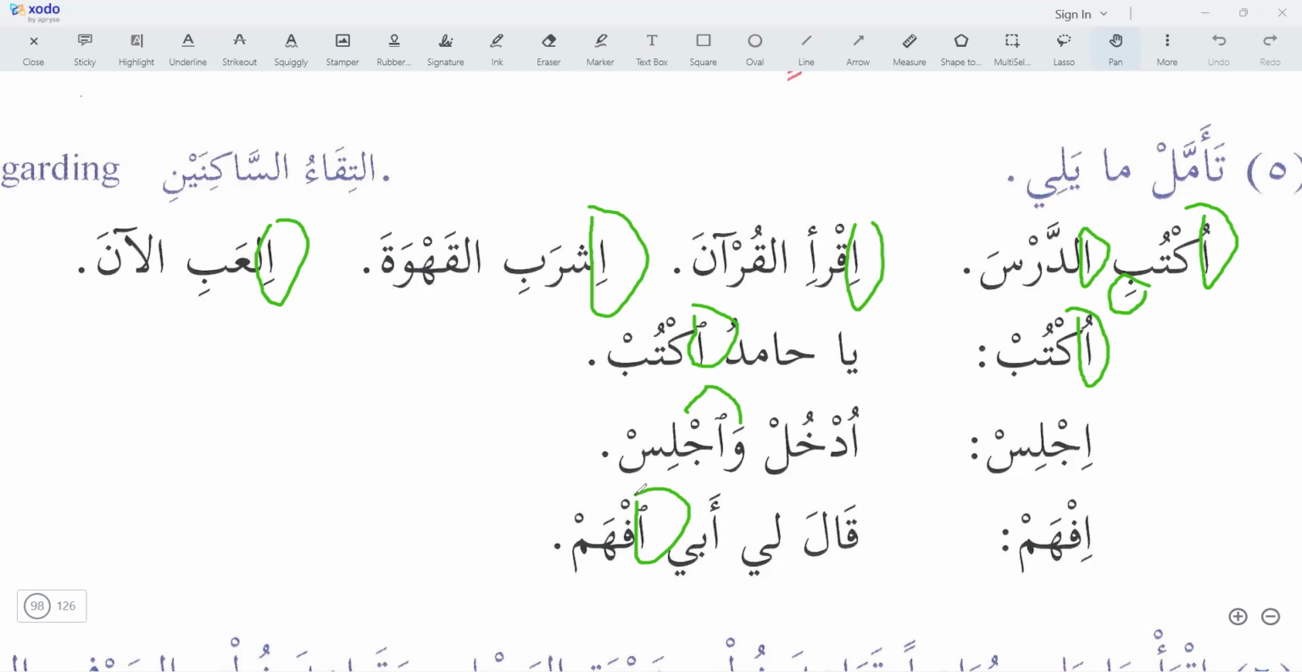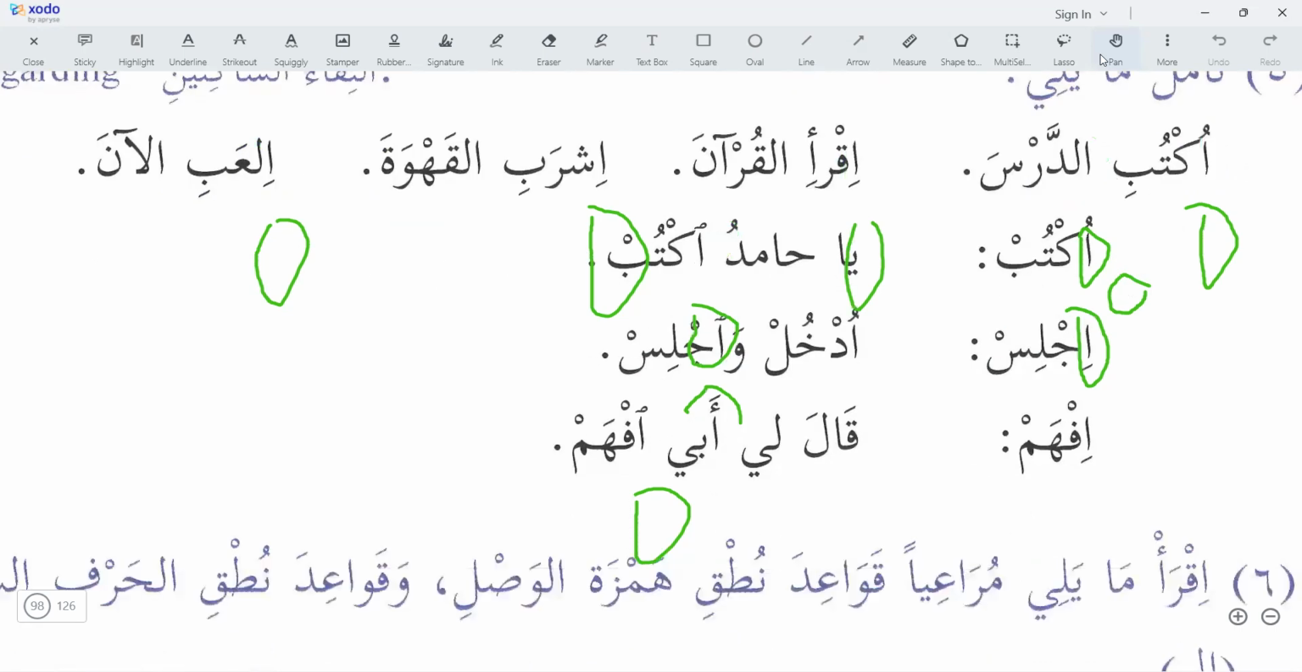Okay. Can you please translate qala li abi ifham? What does it mean? Qala li. My father said to me. Qala, said. Li, to me. Abi, my father. Jazakallah. So what does ifham mean? Understand. Yes. Qala li abi ifham. My father said to me, understand.